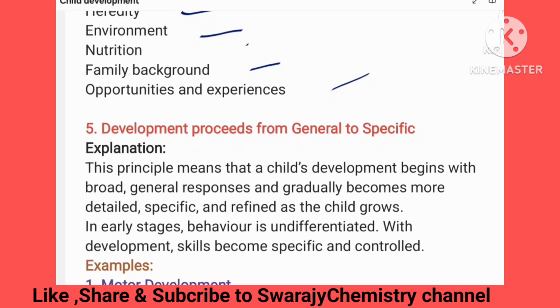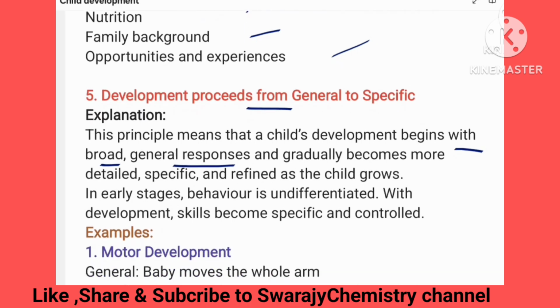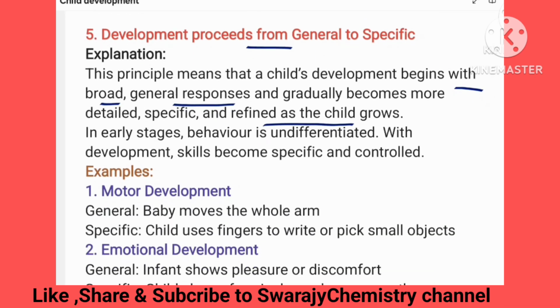The next, fifth principle is development proceeds from general to specific. This means that development begins with broad general responses and gradually becomes more detailed, specific, and refined as the child grows. In early stages, behavior is undifferentiated. With development, skill becomes specific and controlled.